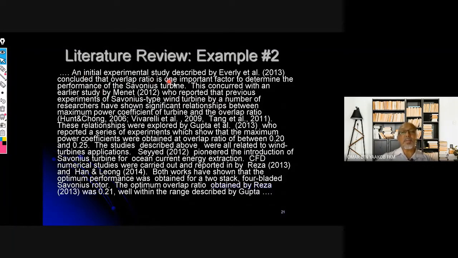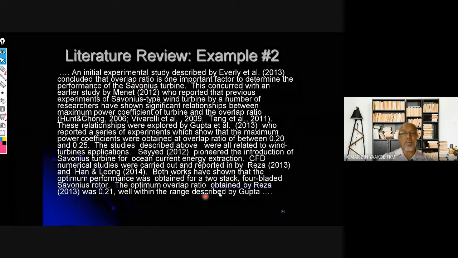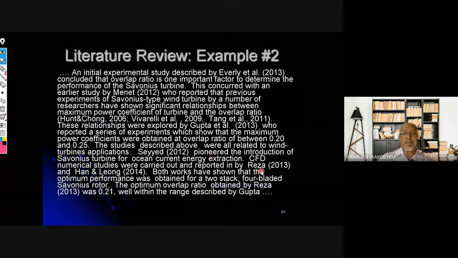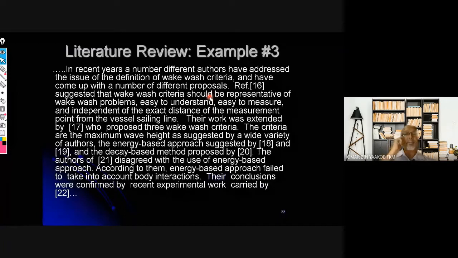The initial experiments described by Everly concluded that this is overlap ratio only. This whole story is about overlap ratio only, and you have so many references all talking about the same thing and comparing the findings of one to the other. And finally, even Reza compared again with Gupta, which was mentioned earlier. So Gupta here and Reza here. We know a story from here. It is a story being told. Same thing like this one.